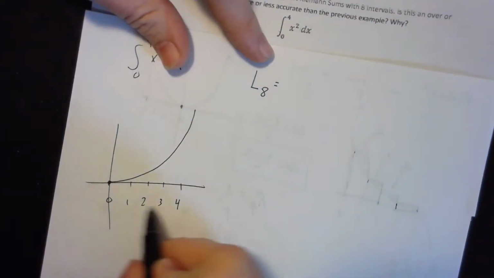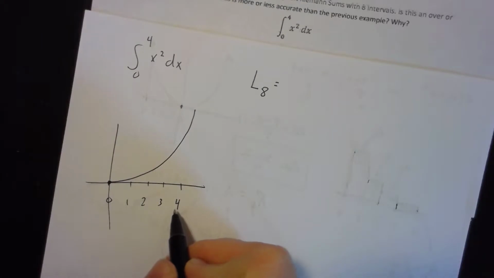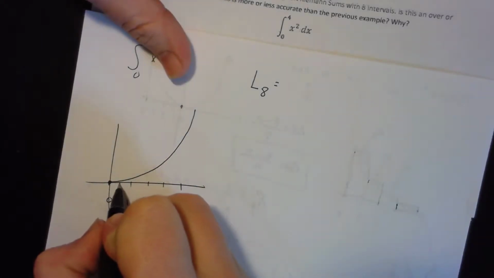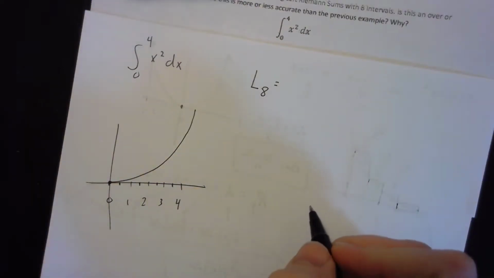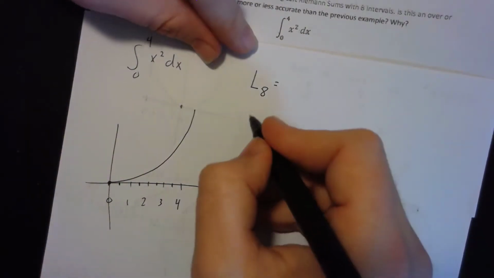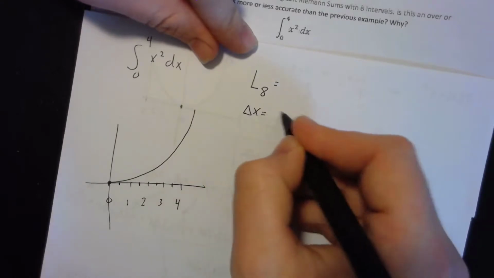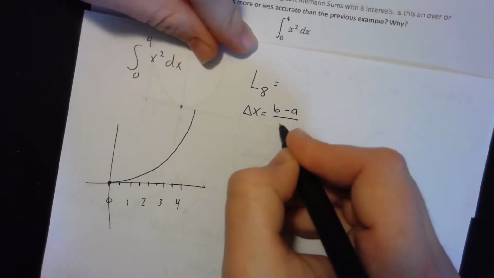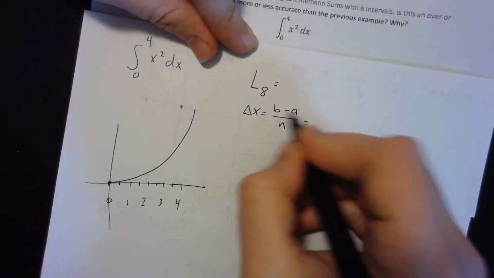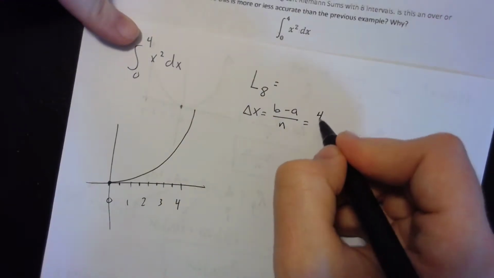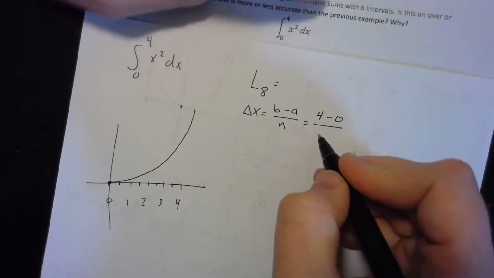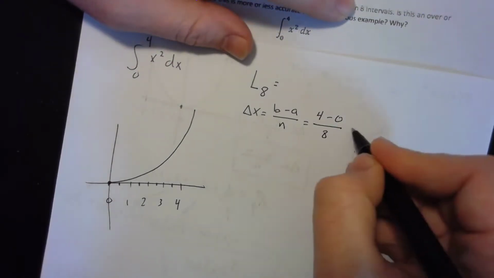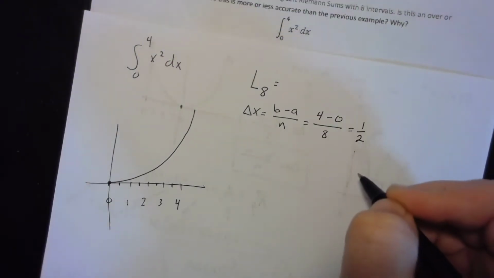So that means I need to take this from 0 to 4 and cut it into 8 pieces. If I'm going to do that, 8 even pieces, that means I'm going to have some half values here. Well, if we're not sure how that exactly is going to pan out, again, delta x is uniform. We'll do b minus a divided by n. b is my ending point, 4. a is my starting point, 0. And n is the number of intervals I want to work with, in this case, 8. So that my delta x is actually 1/2.